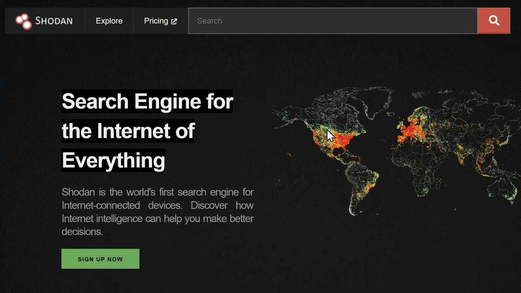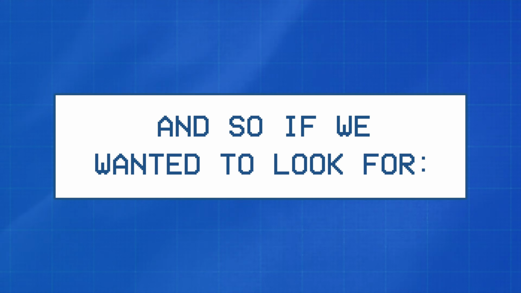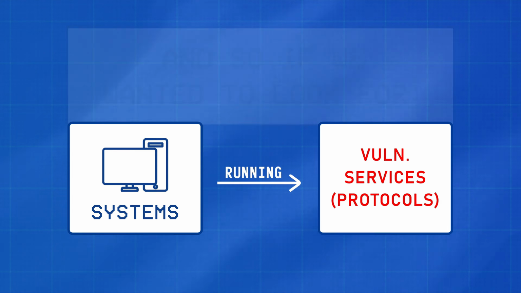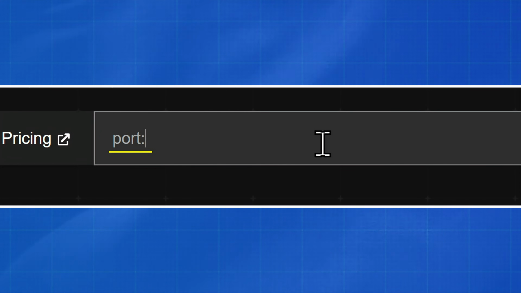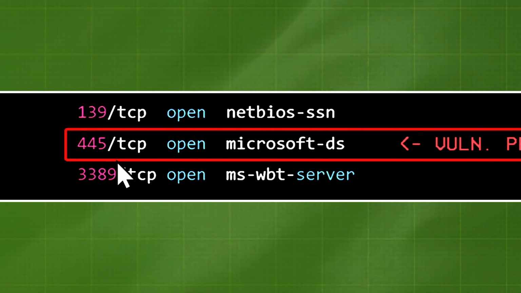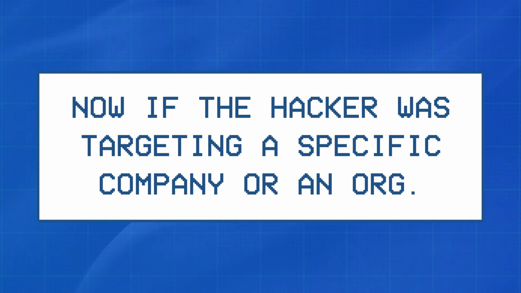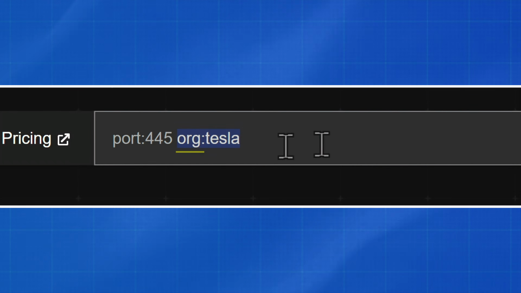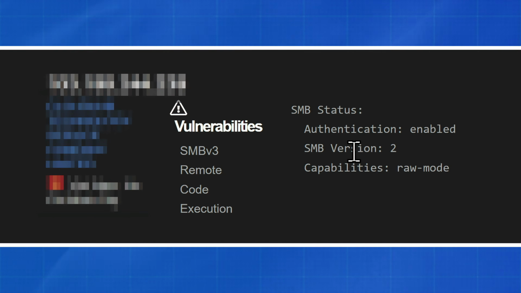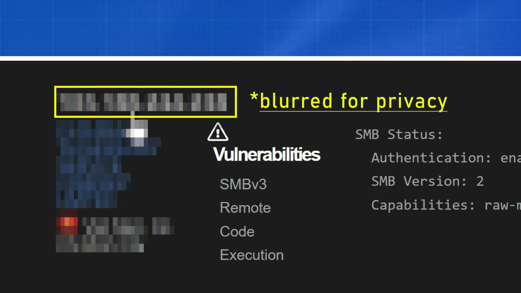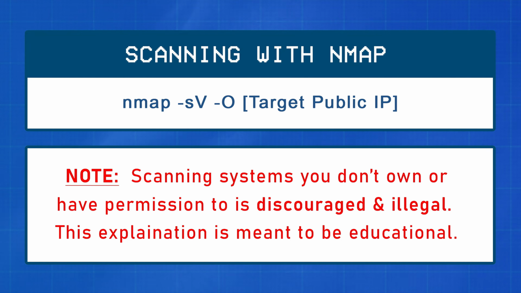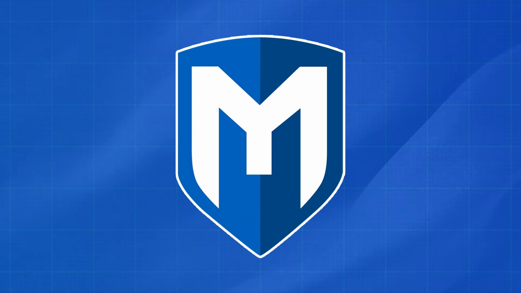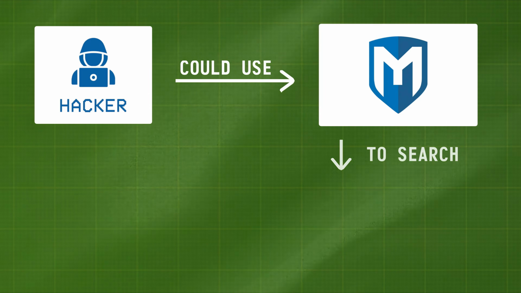If you don't know already, Shodan is basically a search engine that searches for devices exposed to the internet, and so if we wanted to look for systems running vulnerable services or protocols over the internet, we could simply use a search filter like port, and input a number like 445, which as we discussed was the default port used for SMB. Now if the hacker was targeting a specific company or an organization, they could also narrow down their search using another filter like ORG, but for now, just know that once a system is identified, the hacker can simply copy its public IP address, run a detailed scan on it using Nmap, and if the system is still active, they can proceed with running Metasploit to exploit it, similar to how they would on a local network.